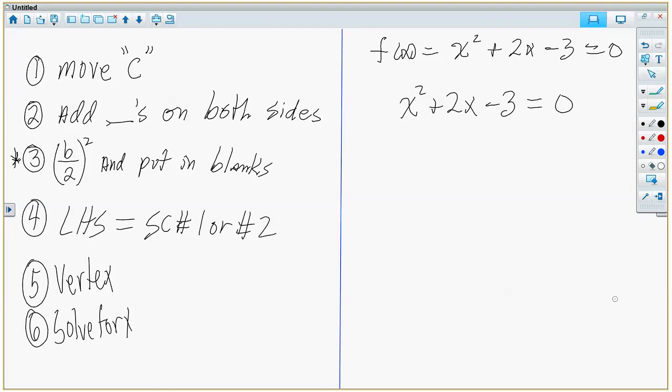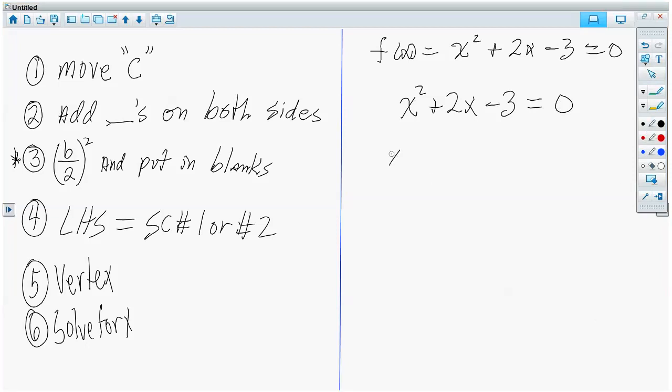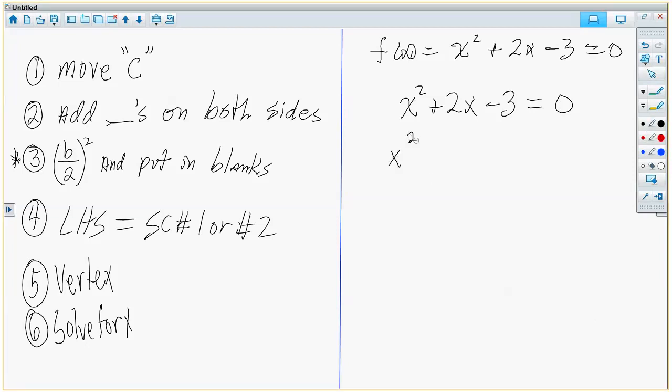Positive. All right? So, you get x squared plus 2x plus blank equals 3 plus blank. And I just did 1 and 2 together.